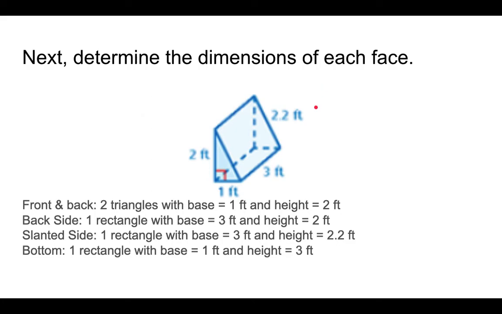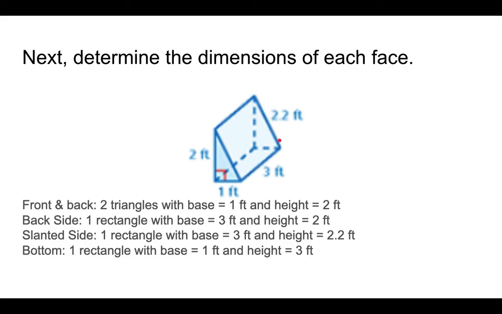Next, determine the dimensions of each face. So the 2 triangles each have a 1-foot base and a 2-foot height. The back side, that's back here, that is 3 by 2. So not that slanty measurement right there. That slanty measurement isn't this. We've got to look over here and see, here it is right here. And then the slanty side, that's this one right here. That's the 3 going across this way by 2.2 here.